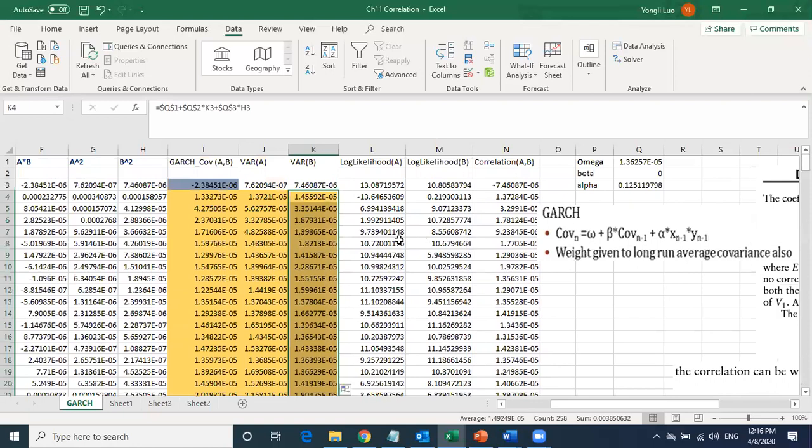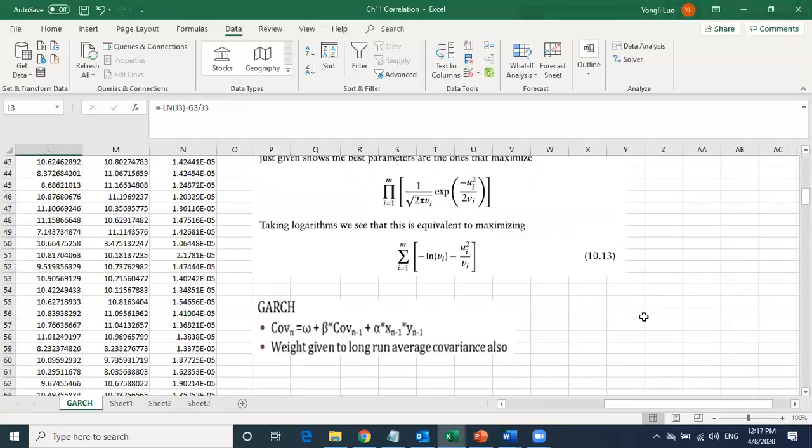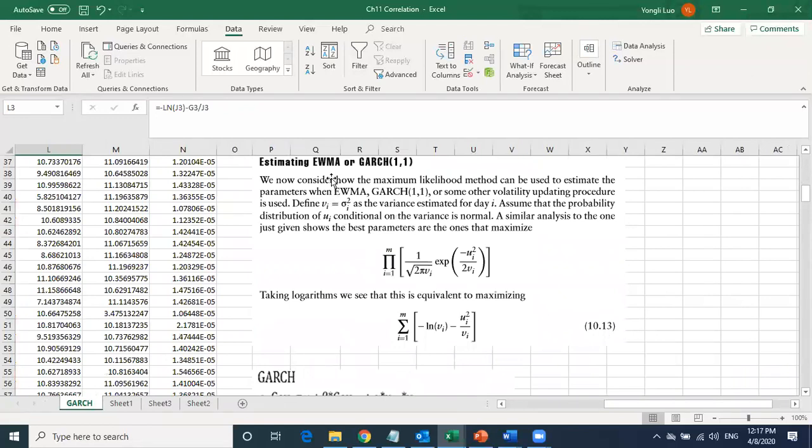Now we've done the GARCH model. Remember, you have to estimate omega, beta, and alpha. So we have the estimated numbers for these three, and we're going to do the log likelihood. Remember the log likelihood is ln.